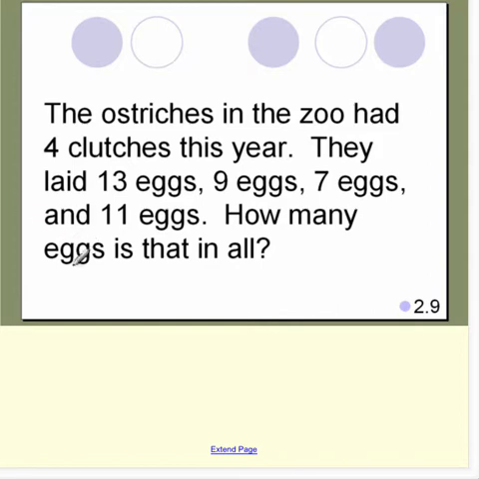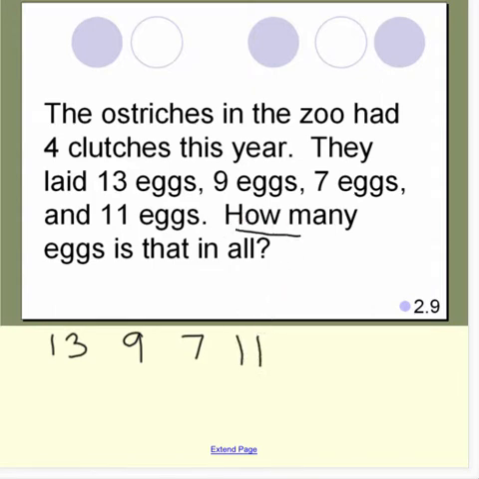I want to write this down. Thinking about story problems, identifying information that I know. I know there's 13 eggs. I know that there are 9 eggs. I know that there are 7 eggs. And I know that there are 11 eggs.